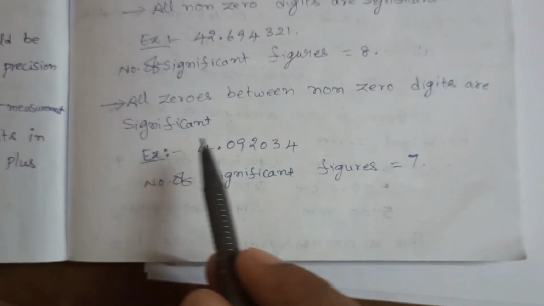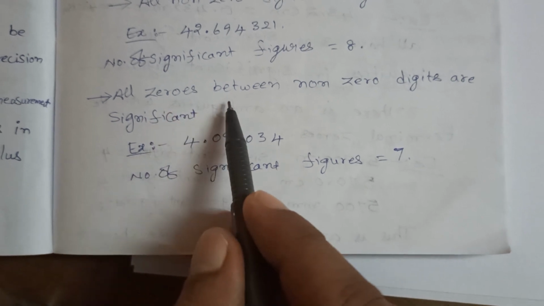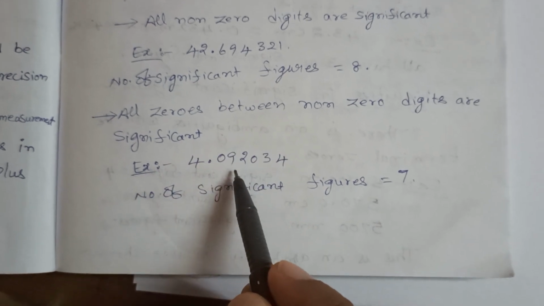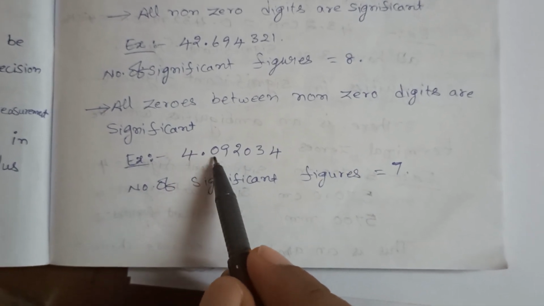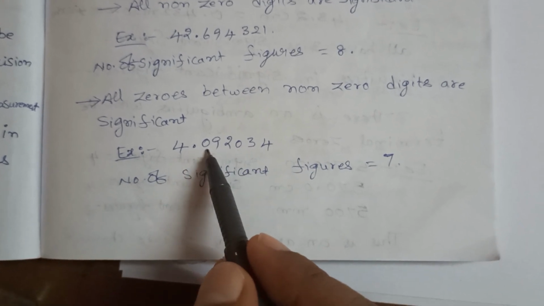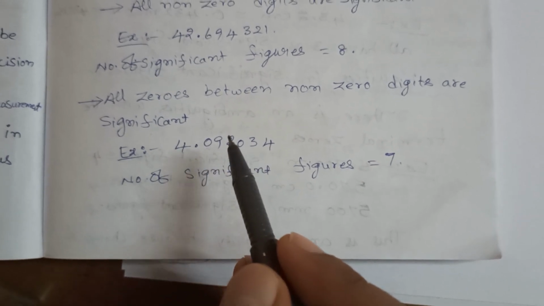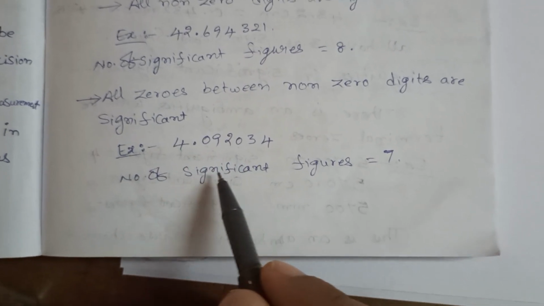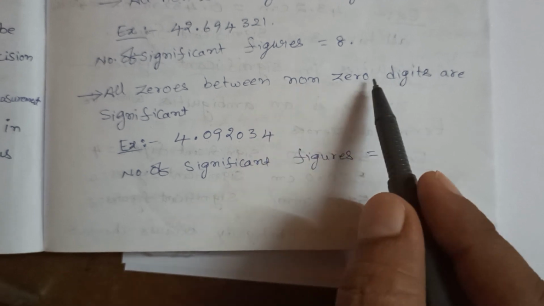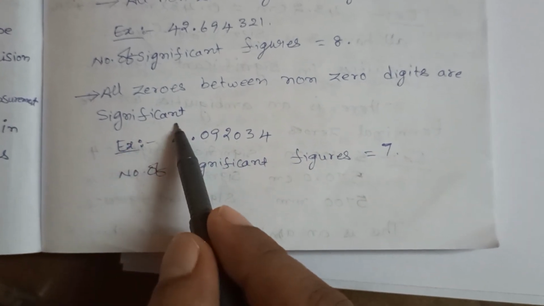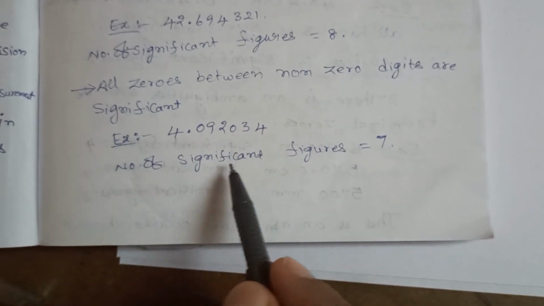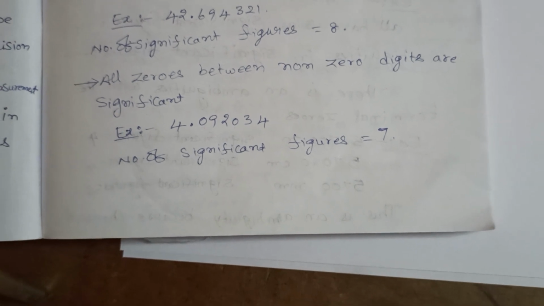Next, second rule. All zeros between non-zero digits are significant. Between numbers, here you see 4.092034. Here 0 is present here and also here. These zeros are also considered for counting significant figures. So all zeros between non-zero digits are significant. So here 1, 2, 3, 4, 5, 6, 7. The number of significant figures is equal to 7.